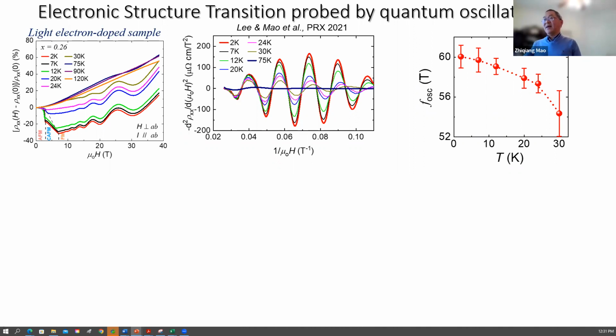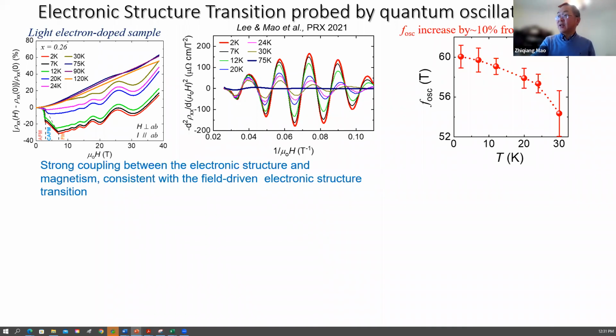That indicates the electronic structure couples to the magnetism. When it becomes ferromagnetic, it should lead to band splitting, so the Fermi surface should change. We also observed this in a lightly hole doped sample. For the lightly electron doped sample, the Weyl node is still away from the Fermi level, so we cannot see the Weyl Fermion transport behavior.